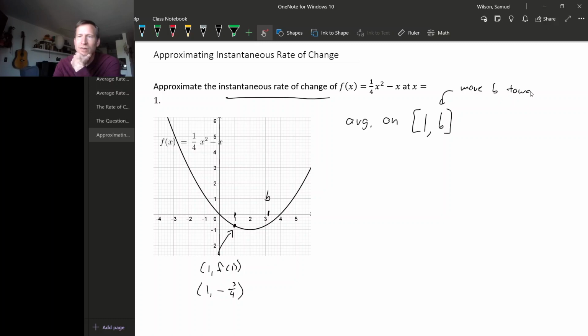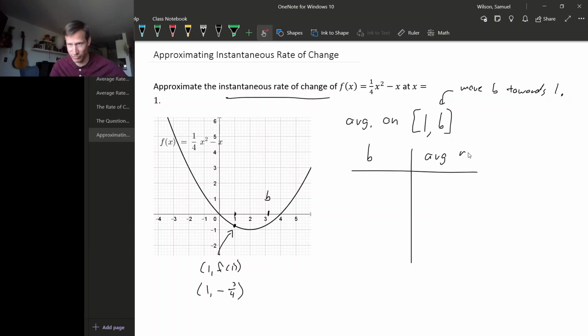towards a, or towards 1. But we're going to have to do this calculation for several different values of b as b moves towards 1, just so we can see where all of these secant slopes are headed. So let's make a table. We're going to use several different b values, and we're going to calculate the average rate of change.